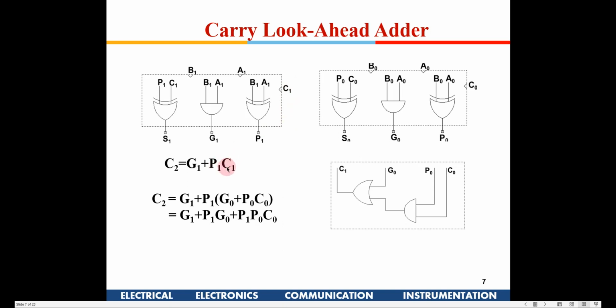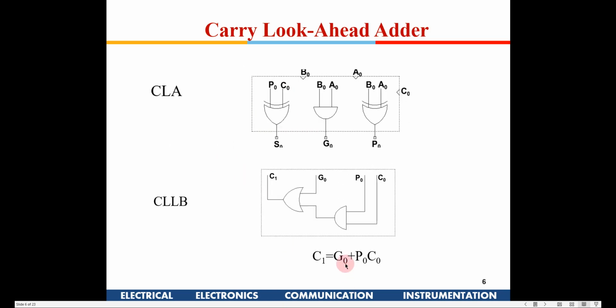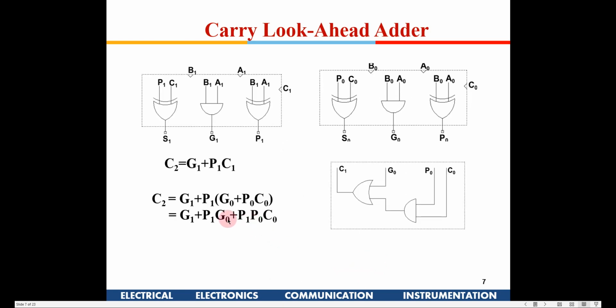Now we saw C1 itself. In the previous case, we had written it as G0 plus P0 C0, right? So now if I substitute it, G0, which is generate 0, plus P0 C0, this becomes the expression. So you have G1 plus P1 into G0 plus P1 into P0, this is an AND gate, and C0.